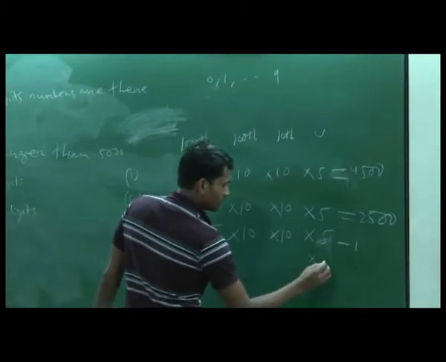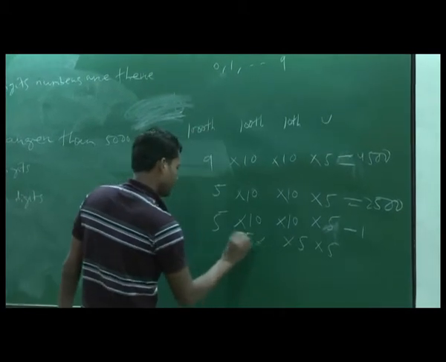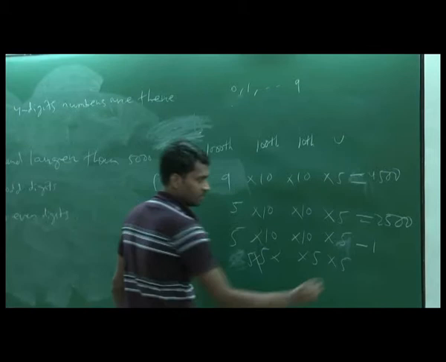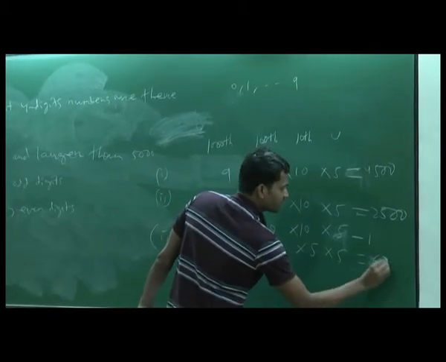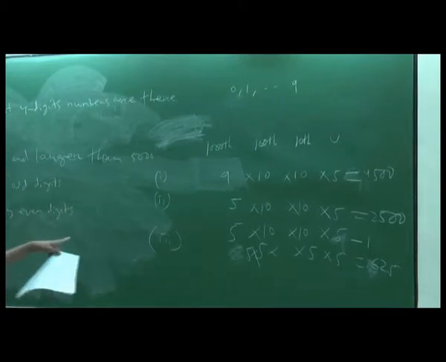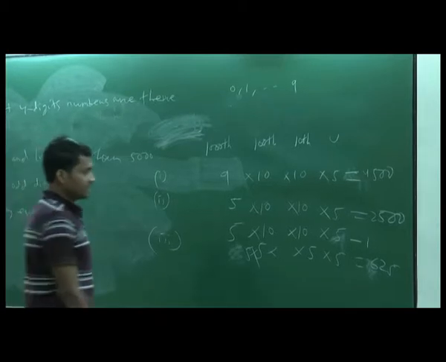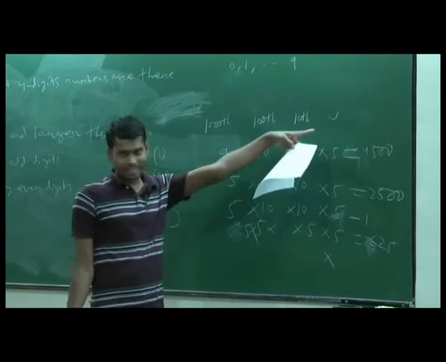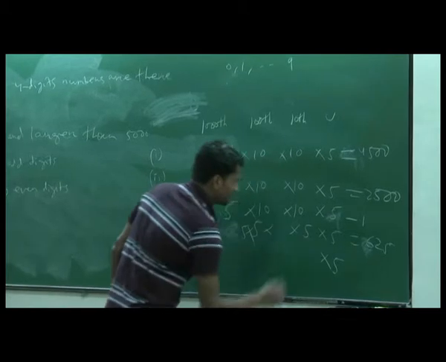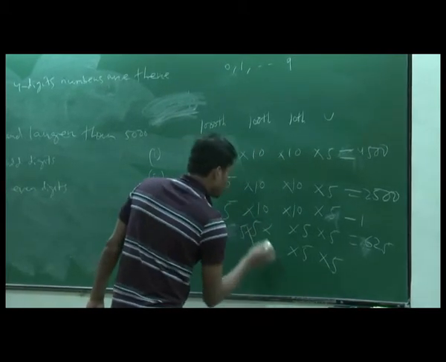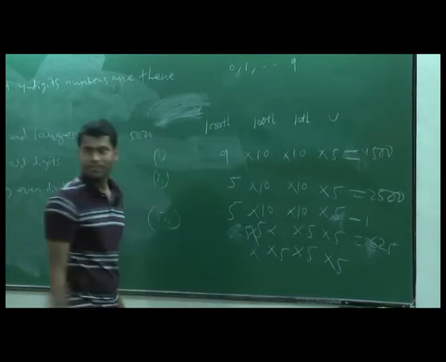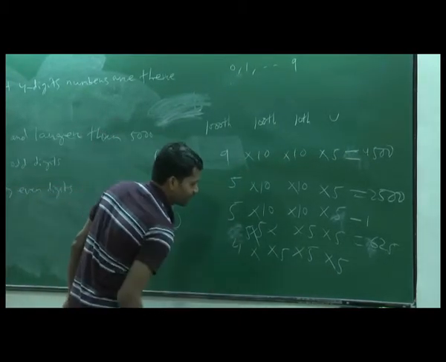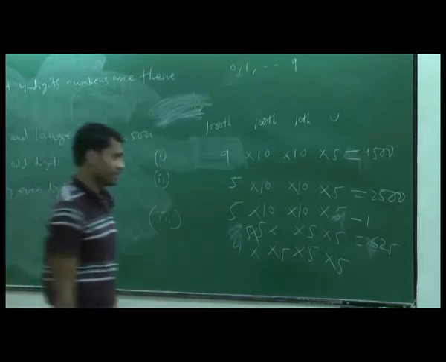Then the third one, that are only odd digits. This can be 5, 5, 5, 5, so 625. For the last one, only even digits: the unit place can be 0, so 5 ways, the 10s place 5 ways, the 100s place 5 ways, and the 1000s place 4 ways, because 0 can't come. So how many ways? 500.